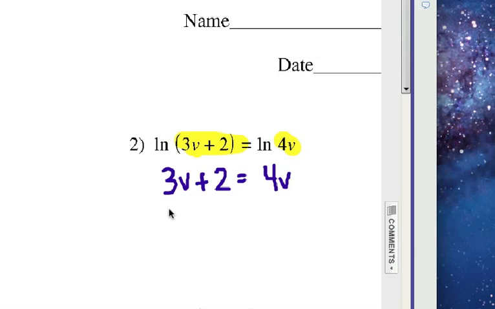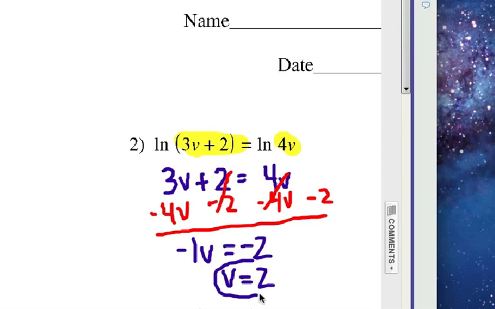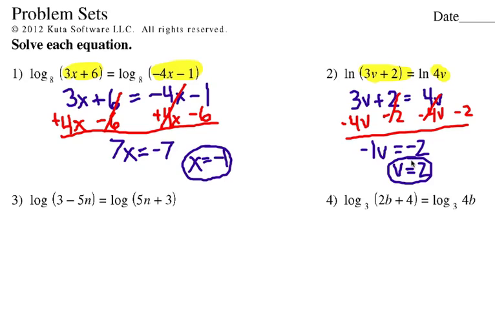So 3v plus 2 equals 4v. And I'm going to go ahead and subtract 4v from each side and subtract 2 from each side. And let's see what we've got. -1v equals -2, therefore v must be a +2. All right, so we're going to be looking for equal expressions. Now the next video is problem set 1, and you're going to try these two problems, so give it a try.